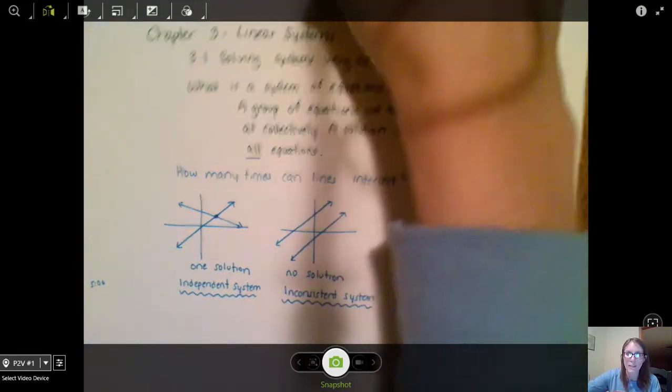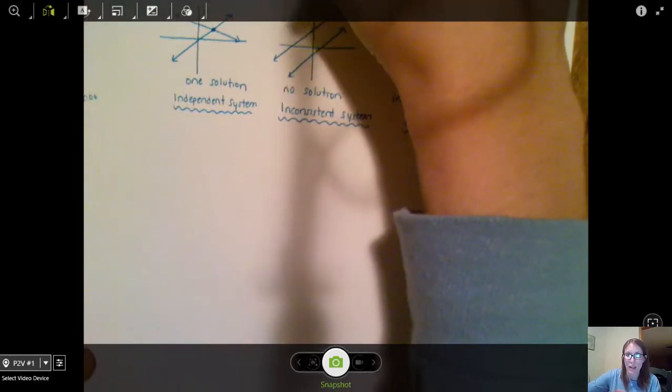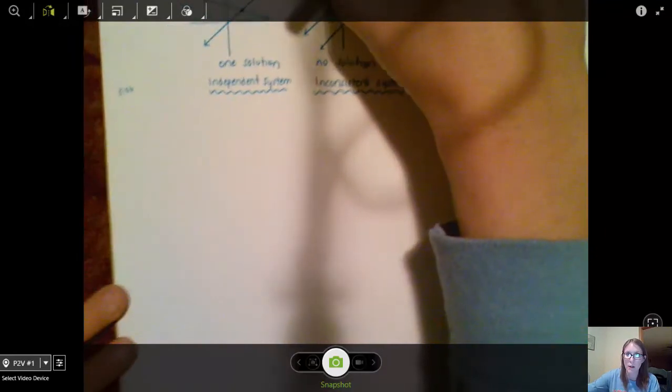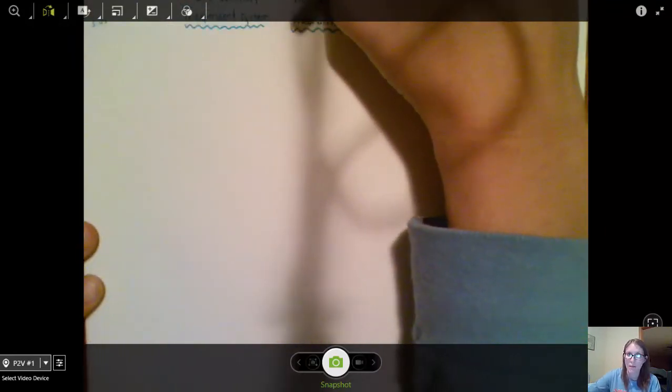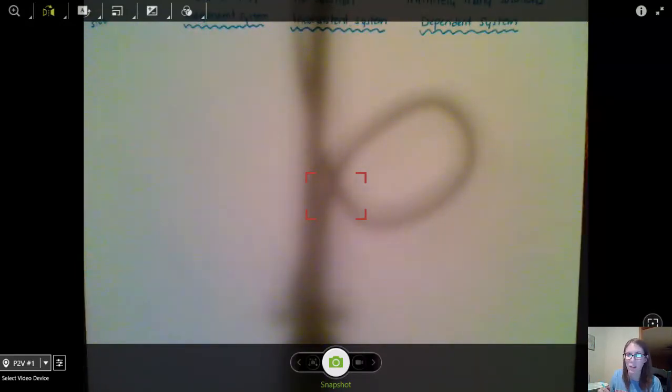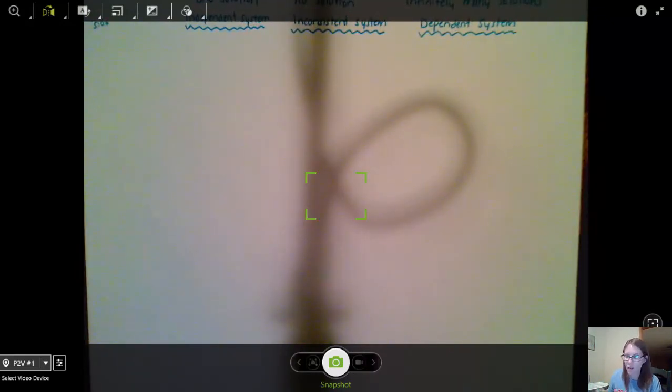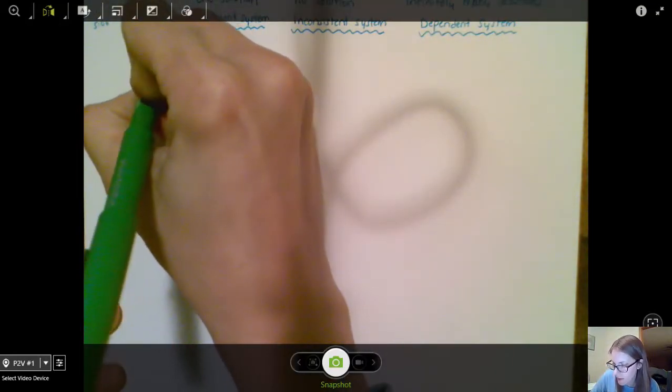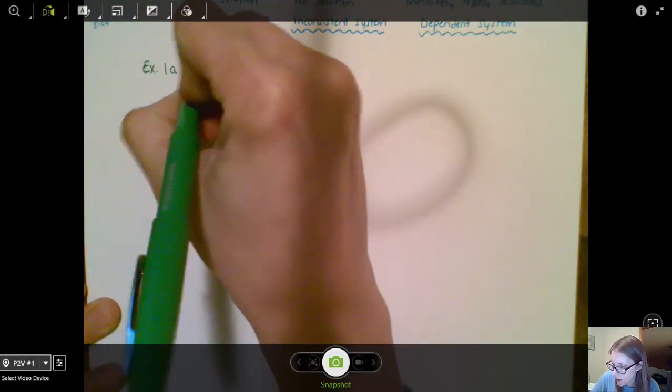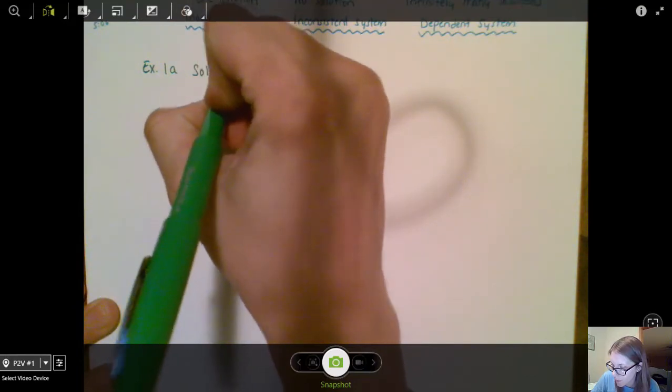One way that we can solve a system of equations is by graphing, and that's what we are going to see in our first example here. See if I can focus that a little bit better. There we go. And I will call this example 1A, solving by graphing.